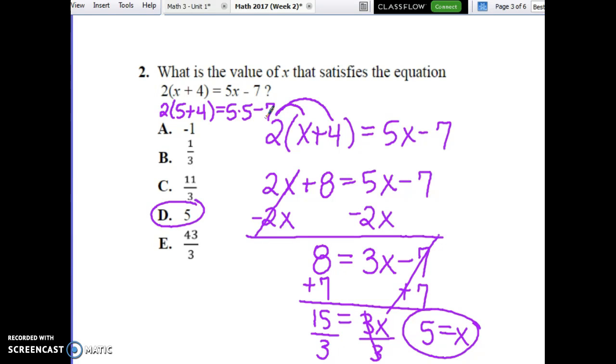On the left-hand side of the equation, 5 plus 4 is 9, times 2 is 18. On the right-hand side of the equation, 5 times 5 is 25, minus 7 is also 18. So I've checked my answer. So the answer choice D of 5 is what I choose.